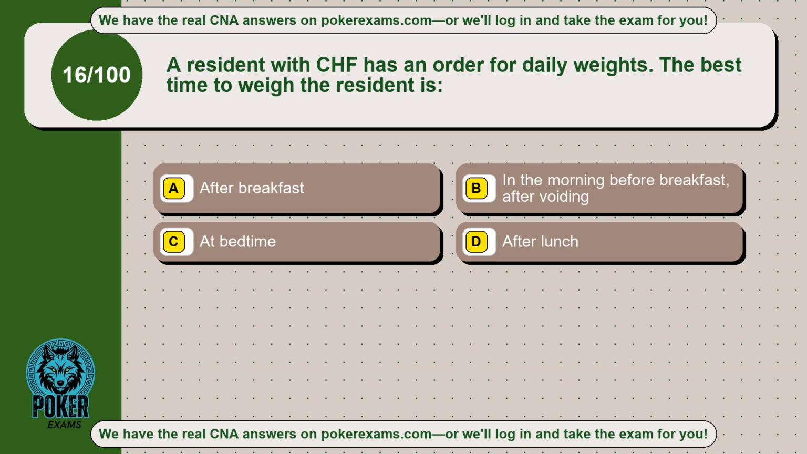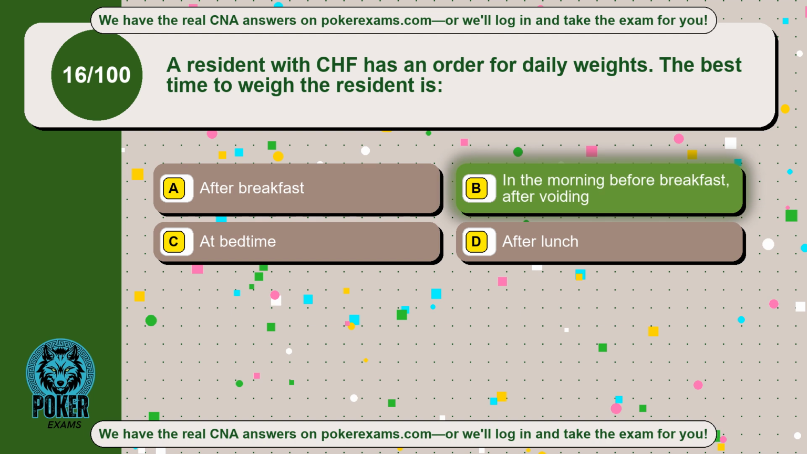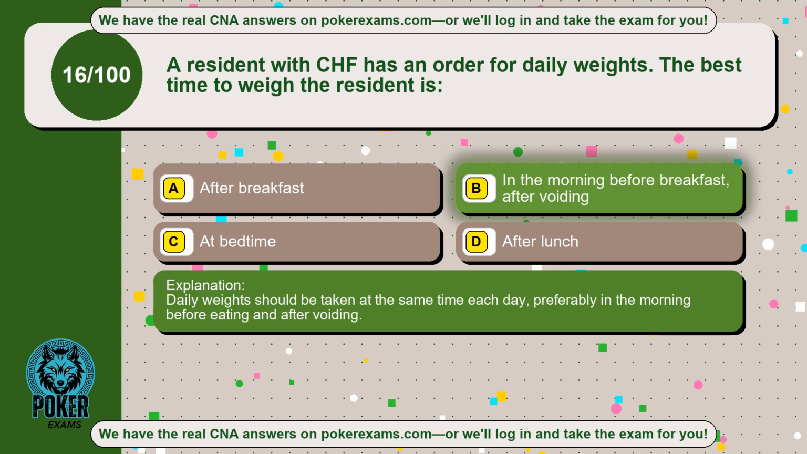Question 16. A resident with CHF has an order for daily weights. The best time to weigh the resident is: Option A. After breakfast. Option B. In the morning before breakfast, after voiding. Option C. At bedtime. Option D. After lunch. The correct answer is option B. In the morning before breakfast, after voiding. Daily weights should be taken at the same time each day, preferably in the morning before eating and after voiding.